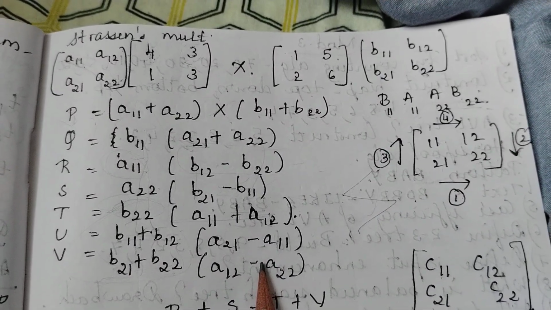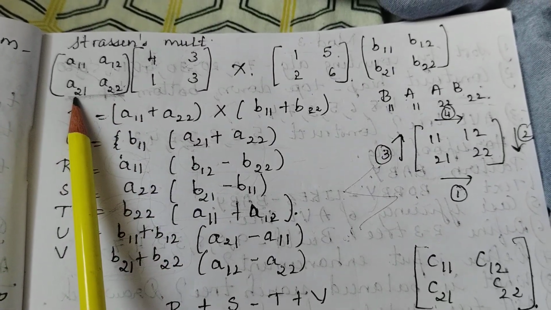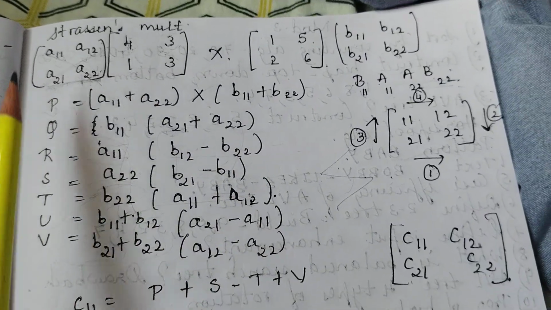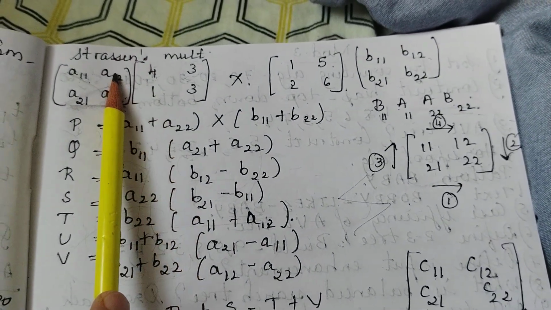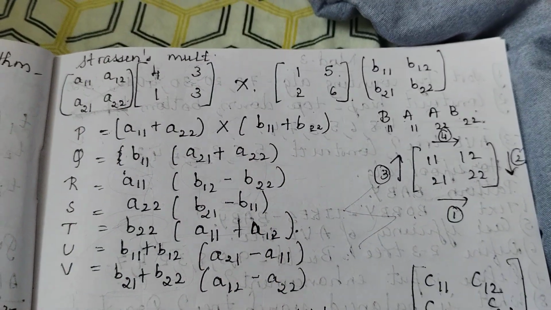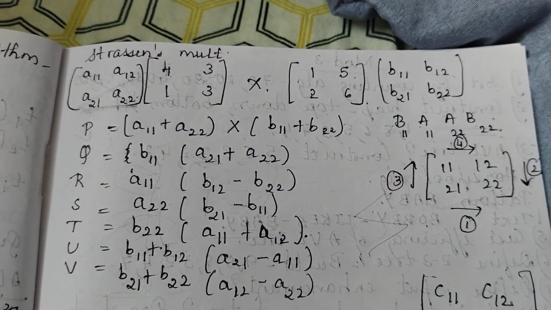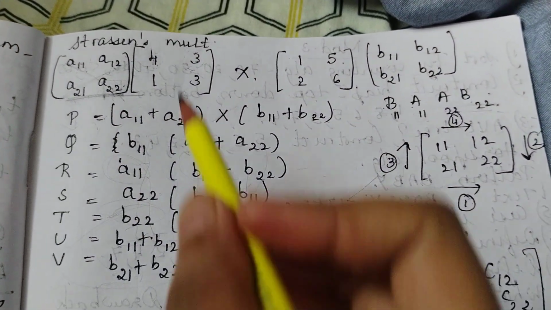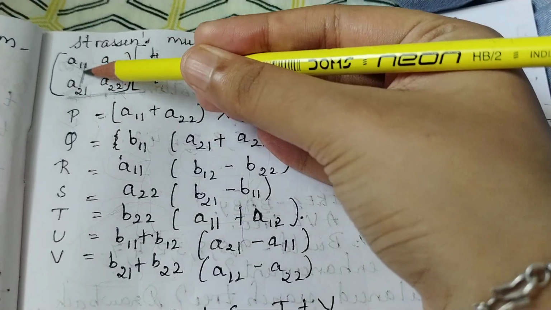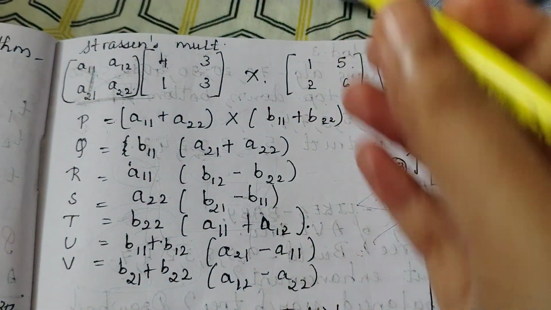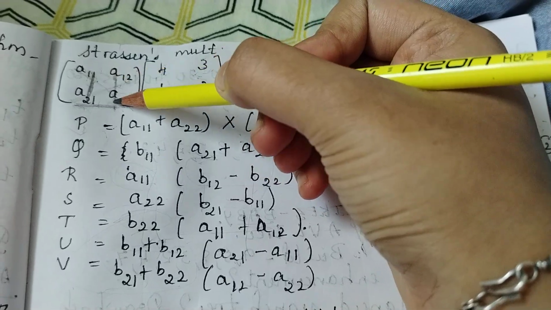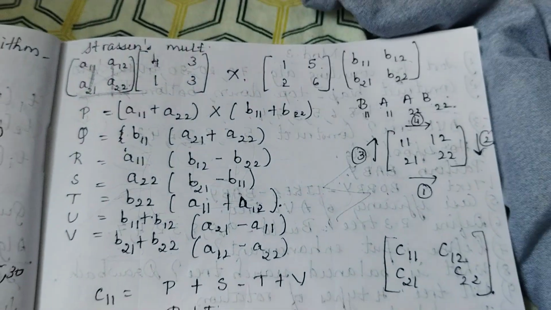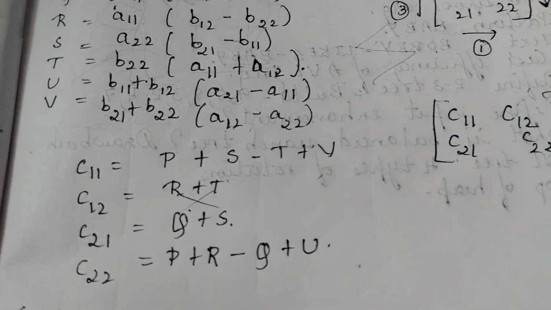How to write this one is, first write A21 and A12, just cross multiply, and later A12 and A22. That's all. Or how you can remember for the last one is, you will write these two values, right? A21, A11 and A12 and A22. Go like this and come back like this. That's all.